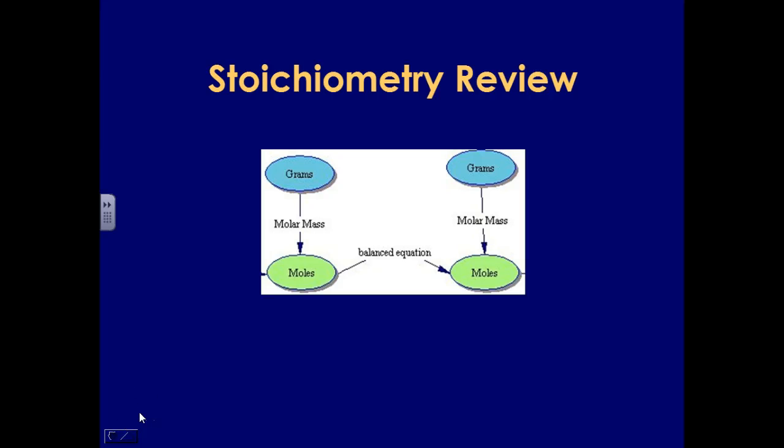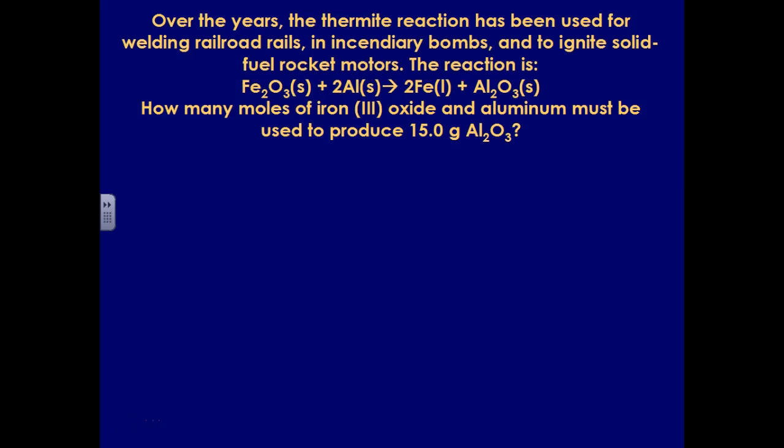Alright, so this is a review of stoichiometry for anyone who might need it. We're going to focus specifically on problems involving just moles and grams. So the first example I'm going to do involves a thermite reaction, giving you some examples of how it's used.